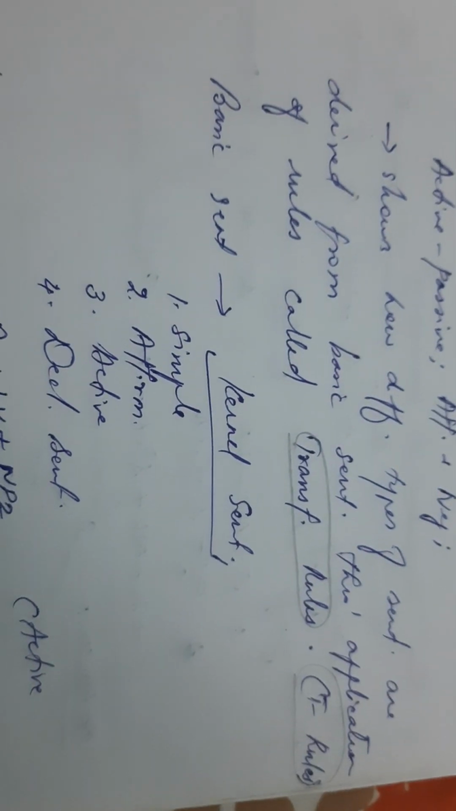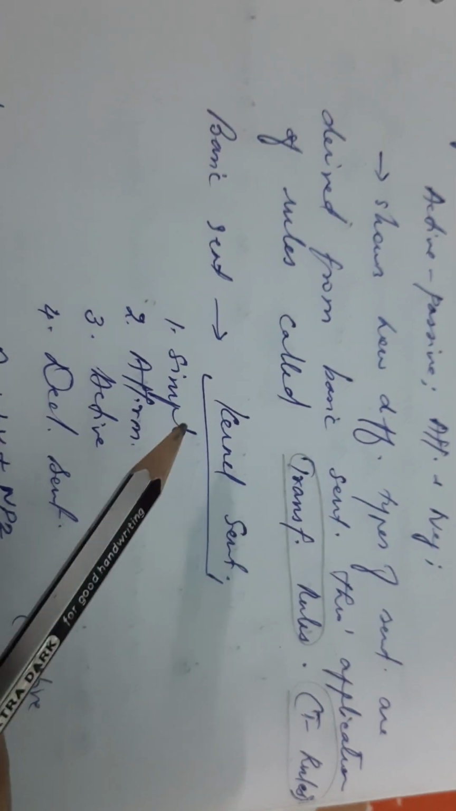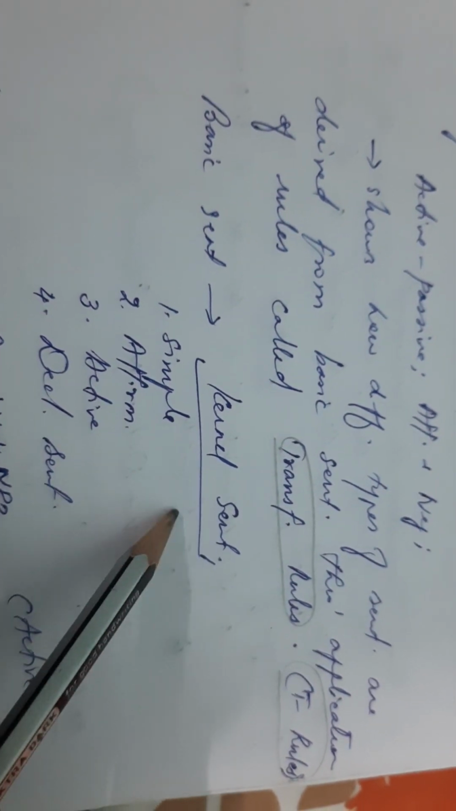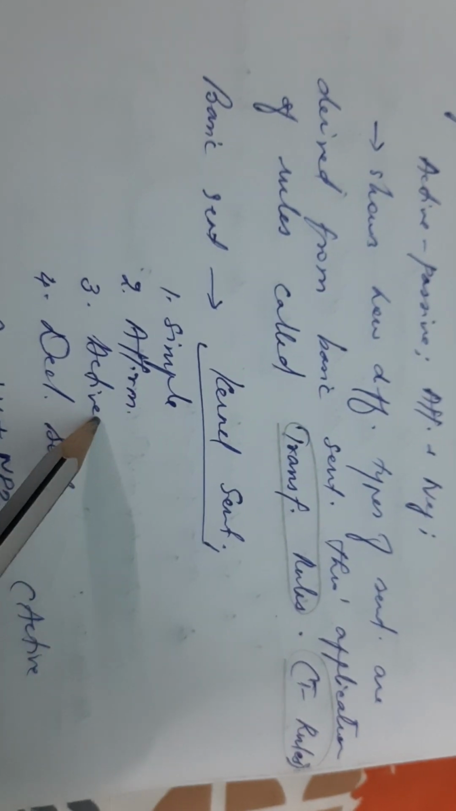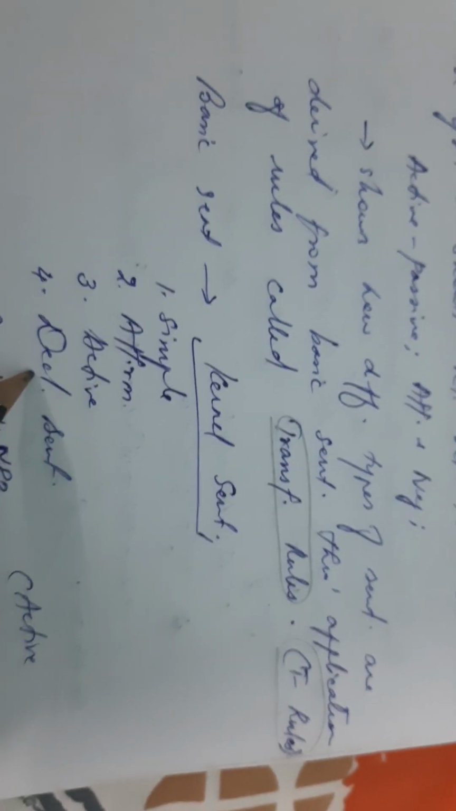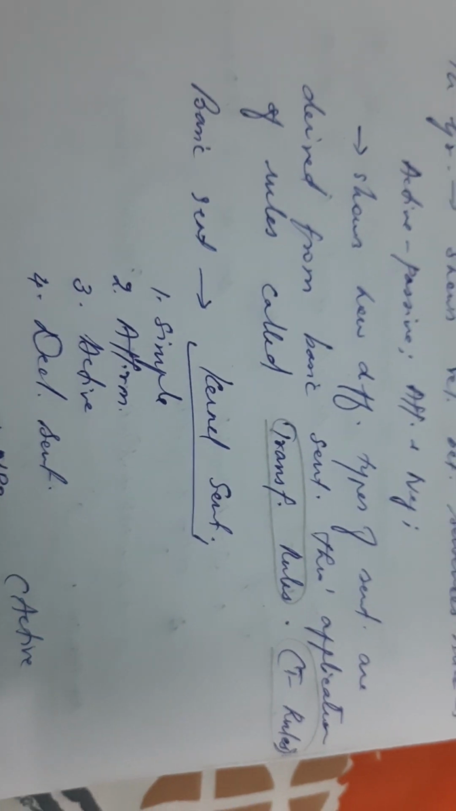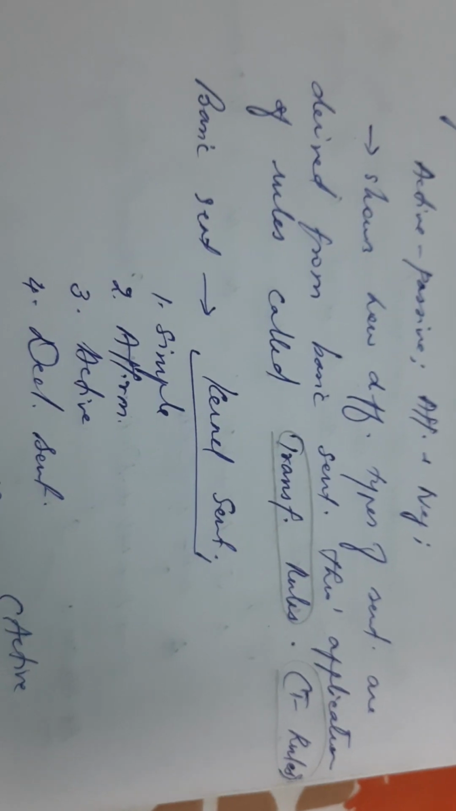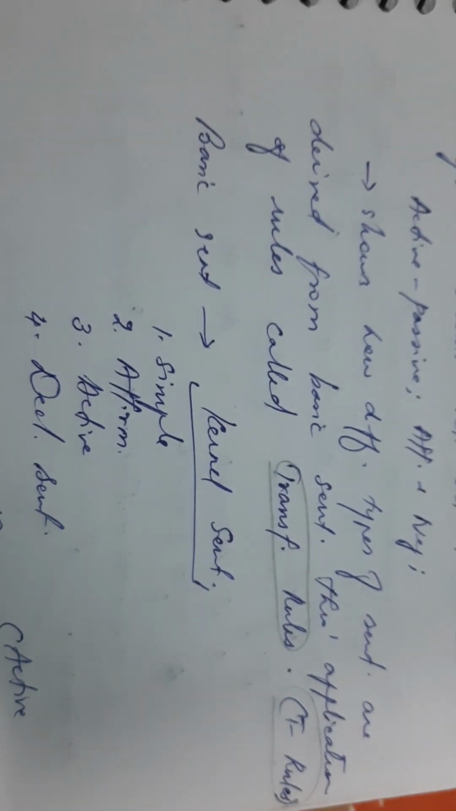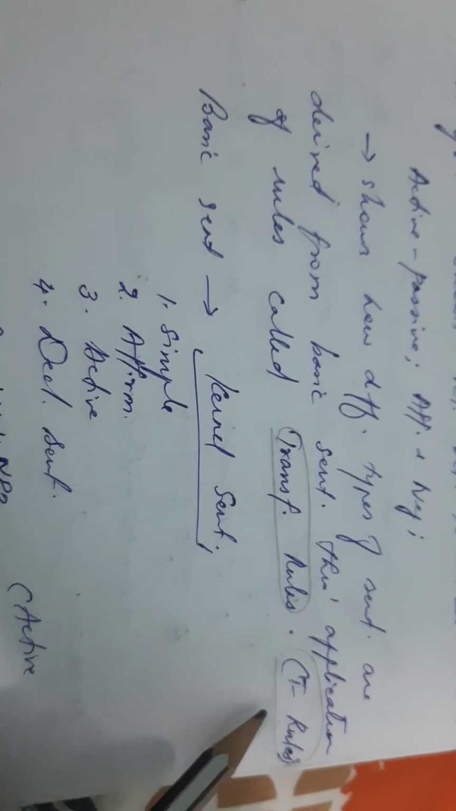Okay, for example, from a simple sentence we can derive compound and complex sentences. From affirmative we can derive negative sentences. From active we can derive passive sentences. From declarative sentences we can derive questions. Okay, so these are the different types of derivation that can be done by applying transformational rules or T rules.